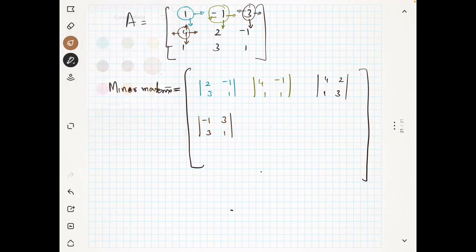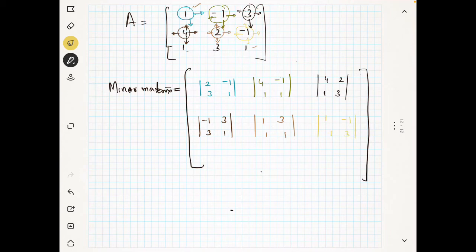Next, I will take this one. I will remove this row and this column. So what is remaining? You can see only this element, this element, this element and this element. So it is nothing but 1, 3, 1 and 1. Then I have another element, minus 1. So I will remove this row and this column. Then what is remaining? It is nothing but 1, minus 1, 1 and 3, right?